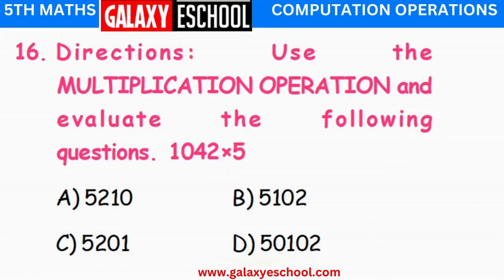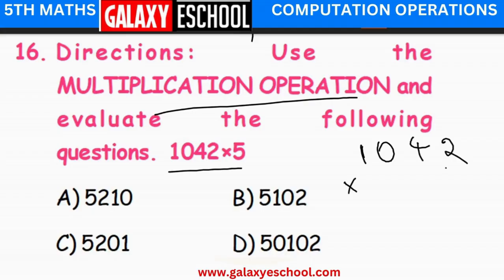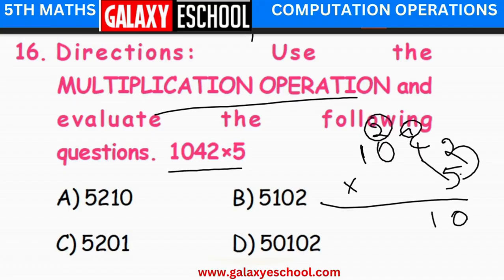Very easy question, right? Yes. Question number 16. Again use the multiplication operation. 1042 into 5. Again simple and straightforward question. Sometimes we get lucky and simple questions are also asked in the exam. 5 2s are 10, 0 here 1 carried, 5 4s are 20 plus 1 21, 1 here 2 carried, 5 zeros are 0 plus 2 becomes 2, 5 1s are 5.